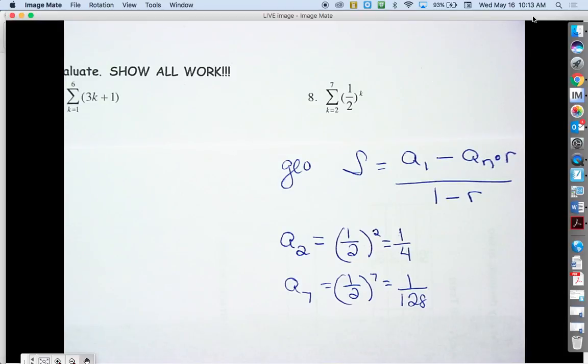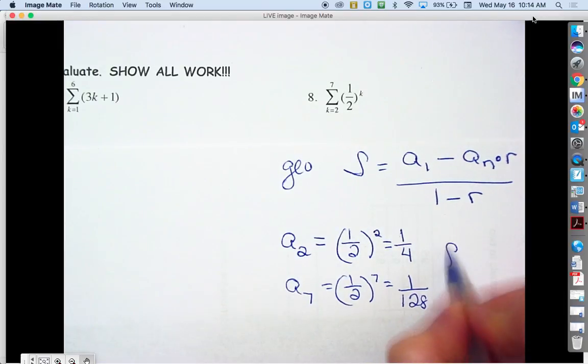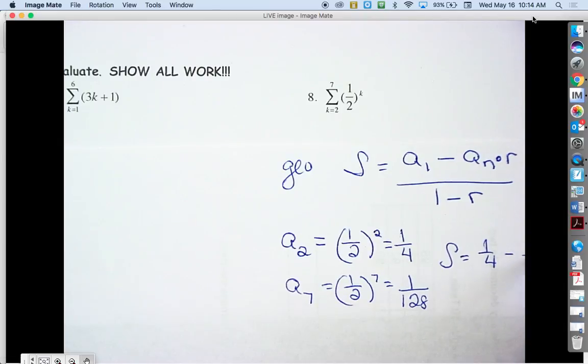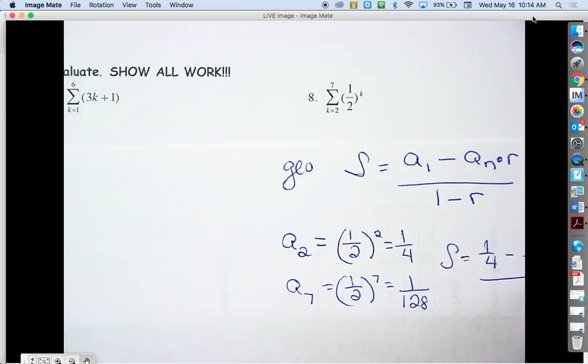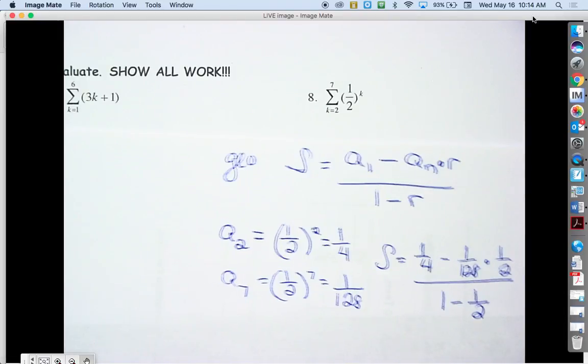So your first term actually isn't a sub 1 because this one isn't starting at a sub 1. It's starting at 2. So whatever number's on the bottom is where you start. Whatever number's on the top is where you're stopping. And then you have the 1/4 minus the 1 over 128 times the r, which is 1/2. And then you're dividing that by 1 minus 1/2. Sorry, let me move my page over.